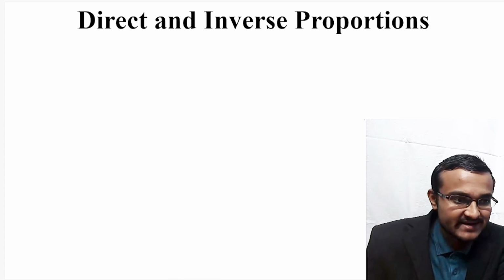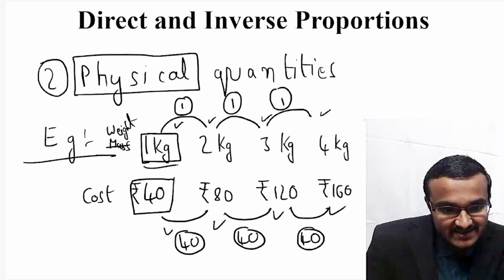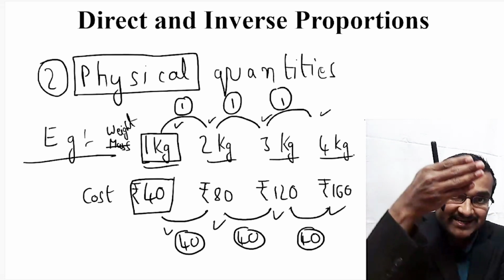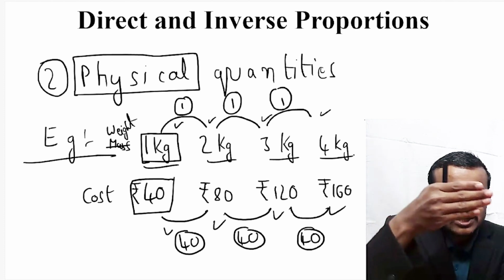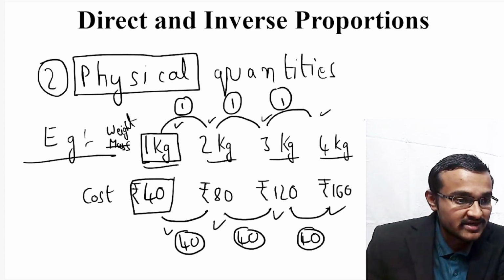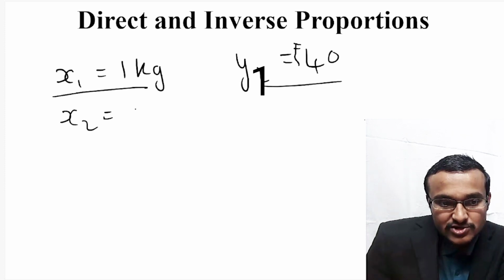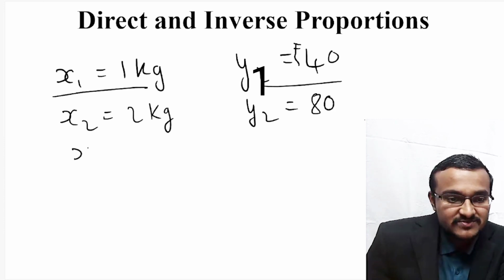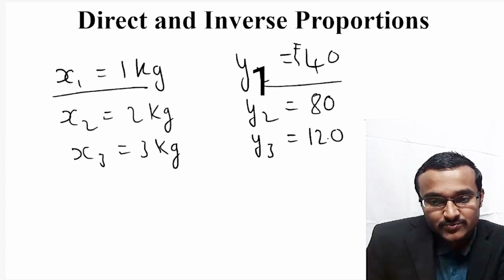Now we know that here x1 is 1 kg. For example, you can clearly see 1 kg, 2 kg, 3 kg, 4 kg are all x values. So 1 kg will become x1, 2 kg will become x2, 3 kg will become x3, 4 kg will become x4. Similarly, 40 will be y1, 80 will be y2, 120 will be y3, like that. So x1 is equal to 1 kg, x2 is equal to 2 kg, y2 is equal to 80 rupees. Similarly, x3 is equal to 3 kg and y3 is equal to 120 rupees.